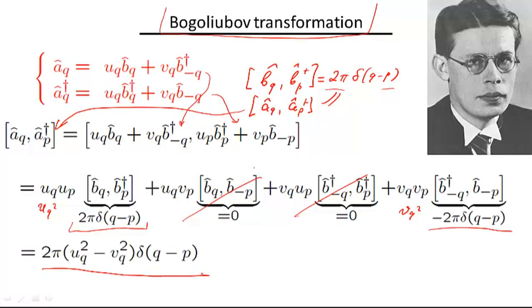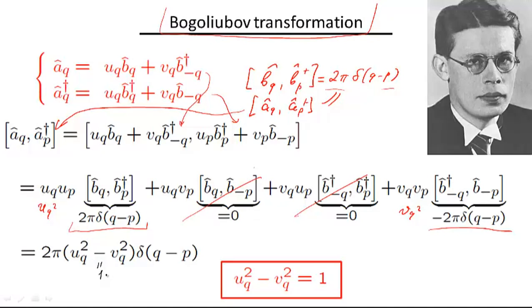And now I have to require that the right-hand side reproduces what is supposed to be in the left-hand side, that is this 2 pi delta function of q minus p. So which means that this coefficient here, this u squared minus v squared, must be identically equal to 1. And this introduces a constraint, an important constraint on this Bogoliubov transformation.